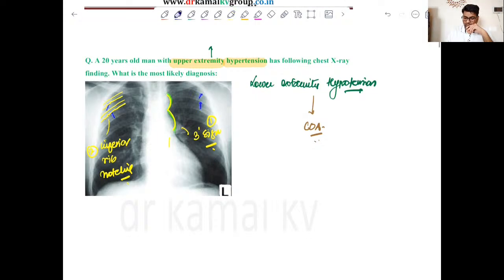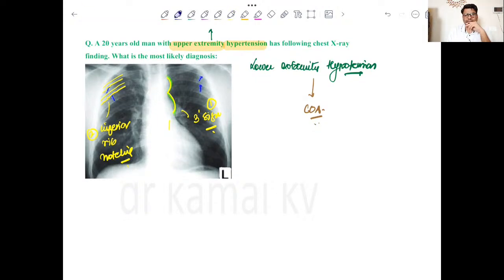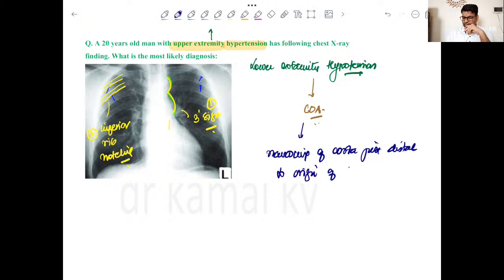Now before you understand the x-ray changes, you have to understand the pathology a little bit, right? So in coarctation of aorta, what happens is there is narrowing of aorta just distal to the origin of the left subclavian artery, right? So I think most of you must be knowing this is the actual pathology, right?